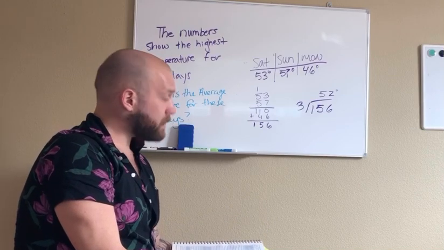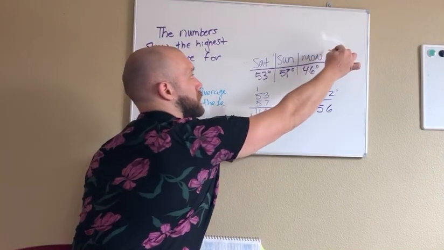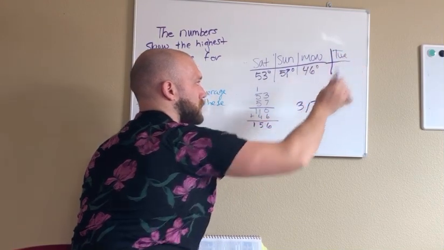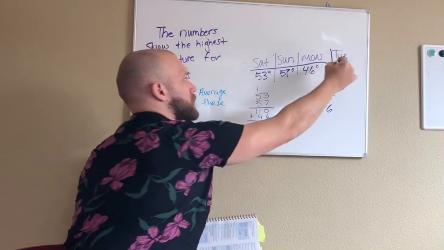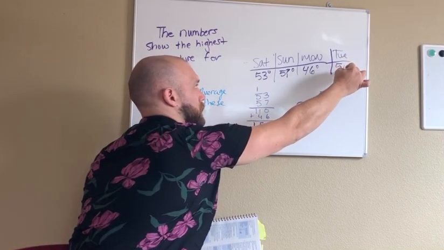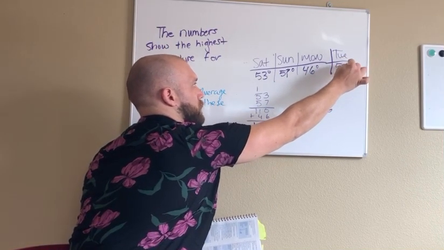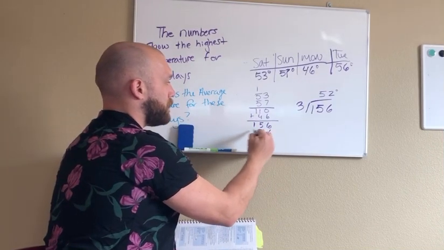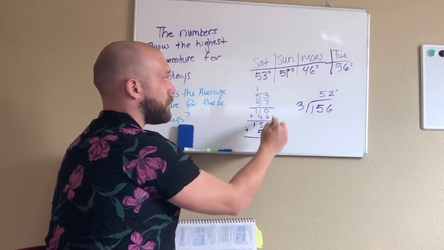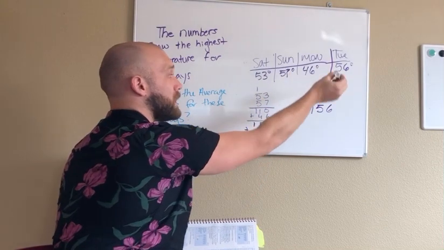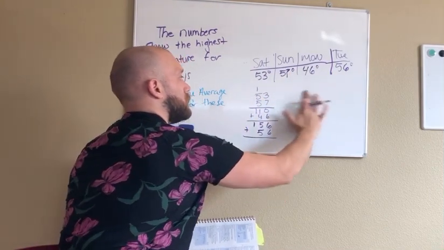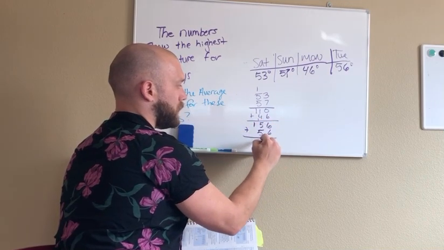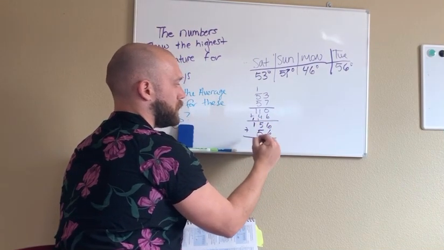All right, now I'm going to add a 4th day to this. Let's throw in Tuesday. What was Tuesday's degrees? 56. That's a scorcher. So now I know I can just add 56 to this number, because that was my total for 3 days. Now I have 4. I'm going to erase that. So 12, 1, 10, 11, 2.